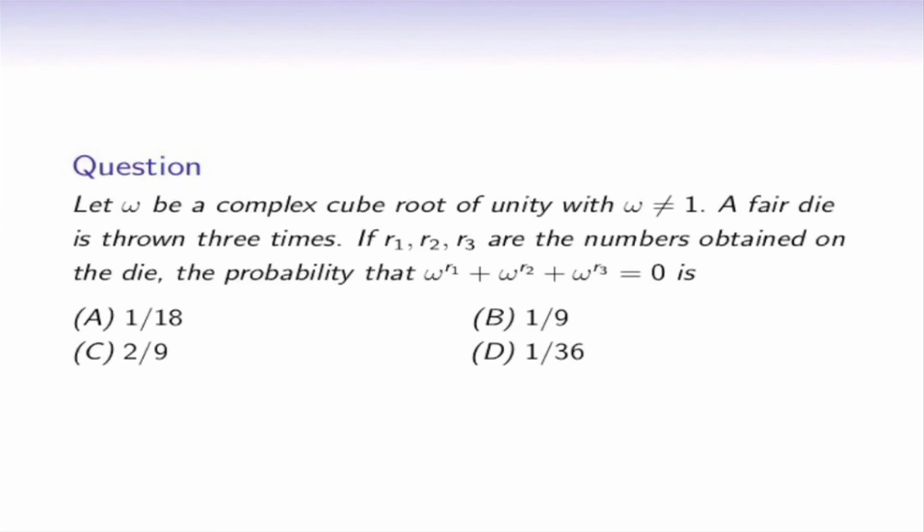We next consider the following question. Let omega be a complex cube root of unity which is distinct from 1 and a fair die is thrown 3 times to obtain the numbers say R1, R2, R3. In the question we are asked to find the probability that omega to the power R1 plus omega to the power R2 plus omega to the power R3 is equal to 0. We are given 4 options here. Let us solve this problem.